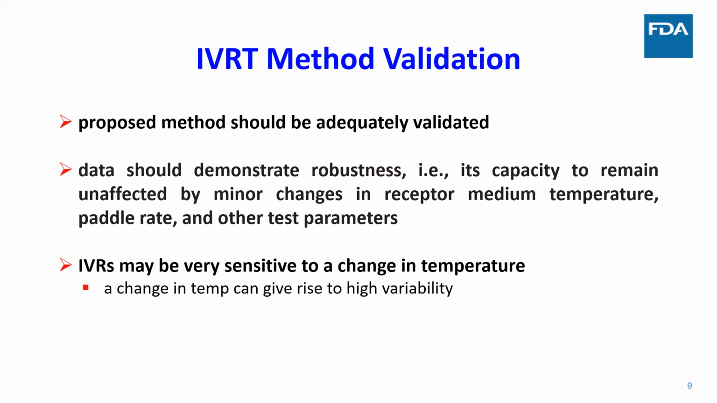So the proposed IVRT methods should be adequately validated. Data should demonstrate robustness, that is, the method should remain unaffected by minor changes in testing parameters. Vaginal rings may be very sensitive to a change in temperature of the medium, and even a small change in temperature can give rise to high variability. Therefore, the temperature may need to be controlled within a narrow range if the temperature has a significant effect on the drug release rate.